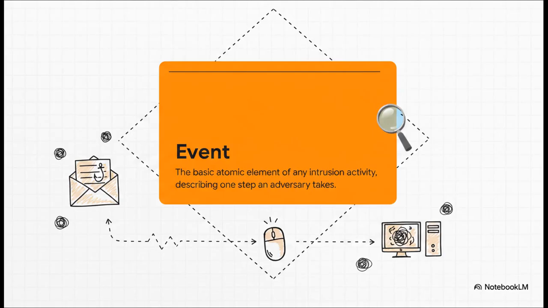The whole thing starts with this one core idea, the event. See, an attack isn't just one big thing that happens. No, it's a chain of smaller steps. An attacker sending a phishing email, that's one event. You clicking the link inside it, that's another event. The malware installing itself on your machine, yep, that's a third event. Each little step is a single, atomic piece of the puzzle we can analyze.